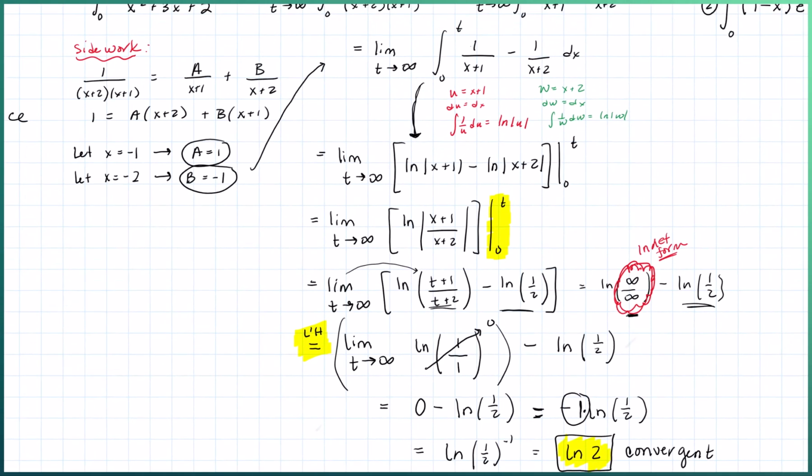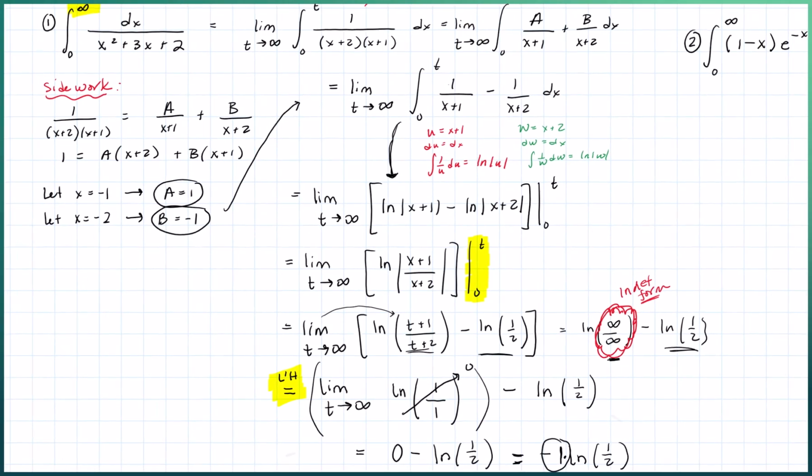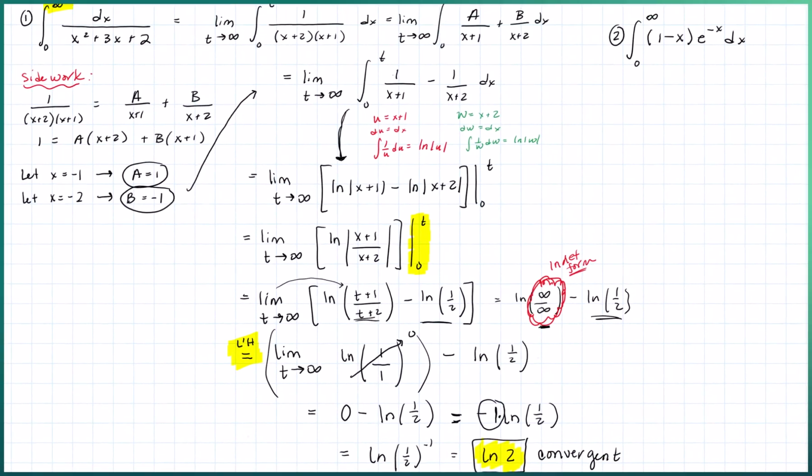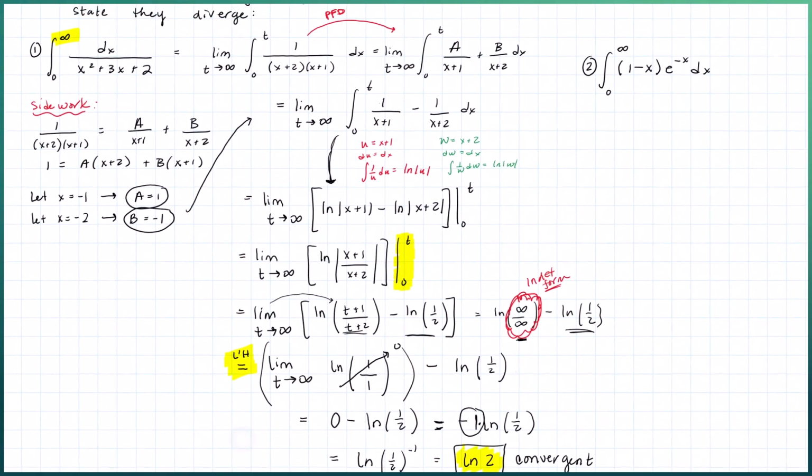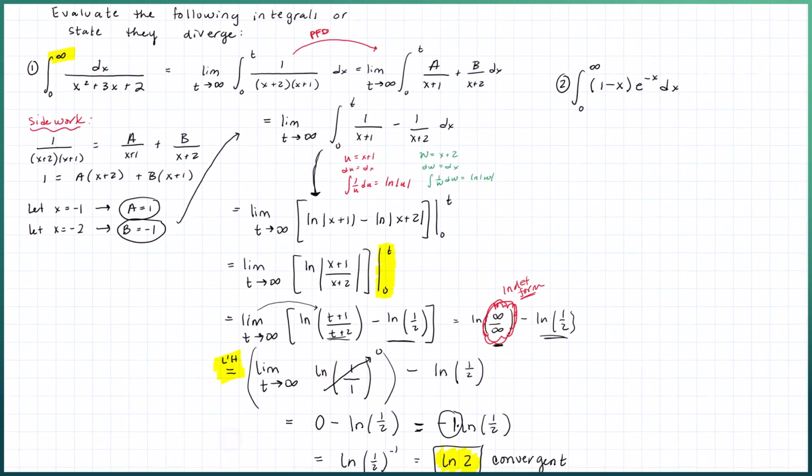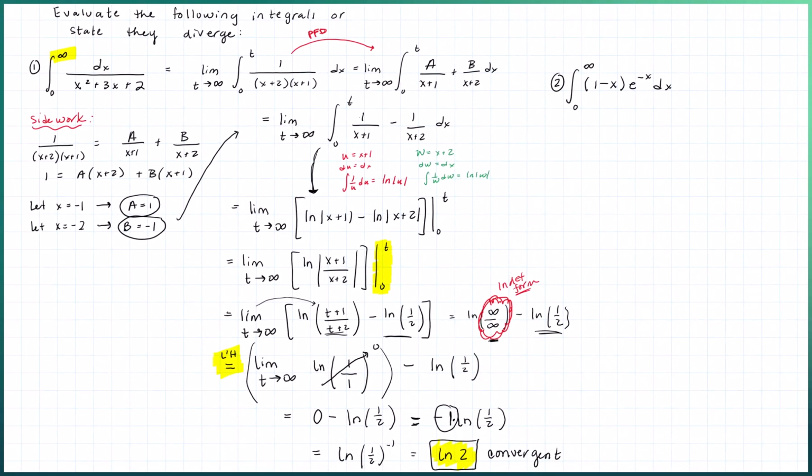And you can see my second example coming up and we'll jump right into that, but we were able to use some of our integration strategies, in this case partial fraction decomposition. We evaluated the integral, then we took the limit as that bound of integration approached infinity, as t approached infinity, and it turned out we ended up with a convergent integral, natural log of 2. Let's take a look at the next one.